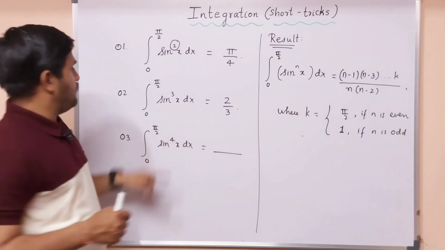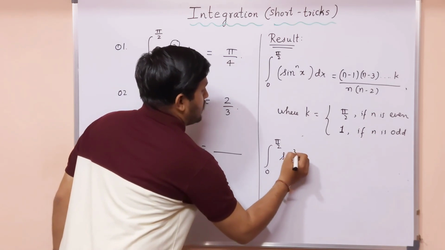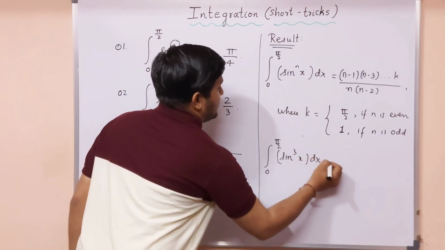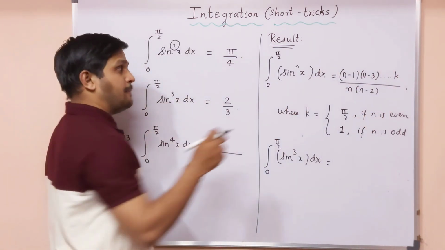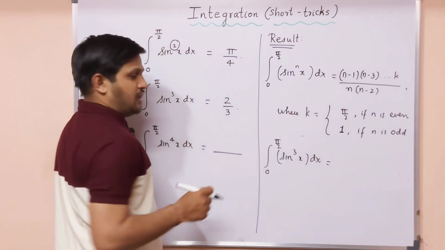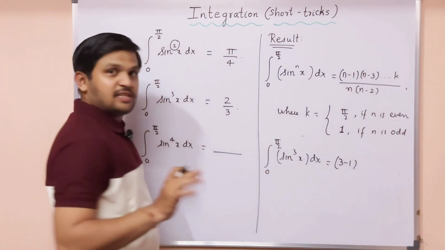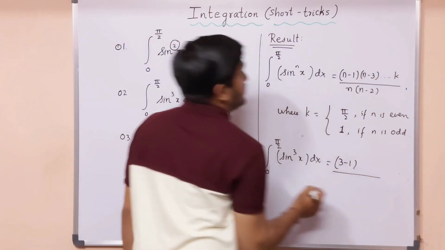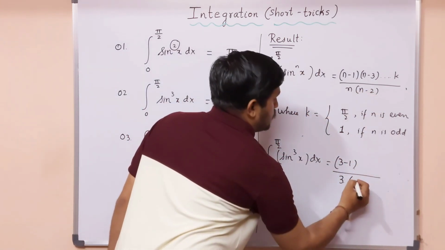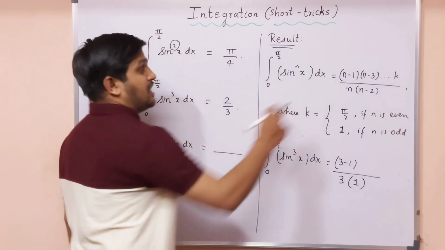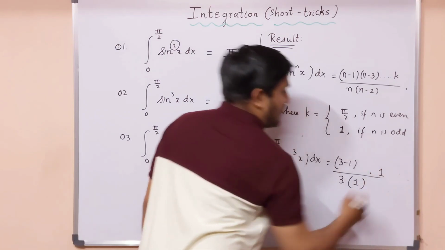Now let us verify quickly for this: integral 0 to pi by 2 sin cube x dx. Here n is odd, so the value of k will be 1. So the numerator will be 1, and you substitute the values of n. n is 3, so 3 minus 1. 3 minus 3 becomes 0, so you should not consider that term. For the denominator, n is 3, and 3 minus 2 is 1. Next, 3 minus 4 is minus 1, and negative terms will not be considered, and the value of k remains 1.